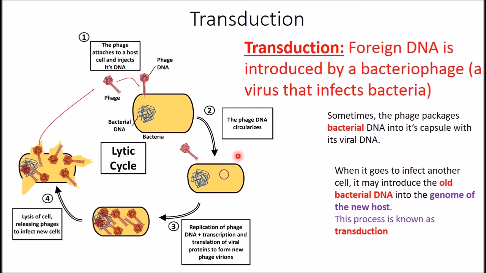Now again, I told you that the phage DNA will circularize and then get transcribed and translated and go out and form new virions and infect new cells, but that's not the only type of cycle we can get. You can actually get the incorporation of that old bacterial DNA into the genome of the new host, which will then be permanent.